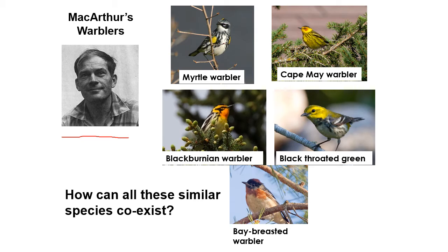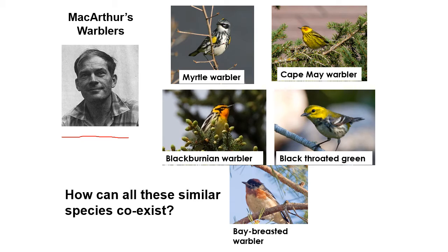And what he noticed is these birds all seem to occupy the same niche. They're about the same size. They have a very similar diet. They all eat mosquitoes. They live and nest in the same places. In fact, they're foraging around the same species of tree. They're foraging in balsam fir.